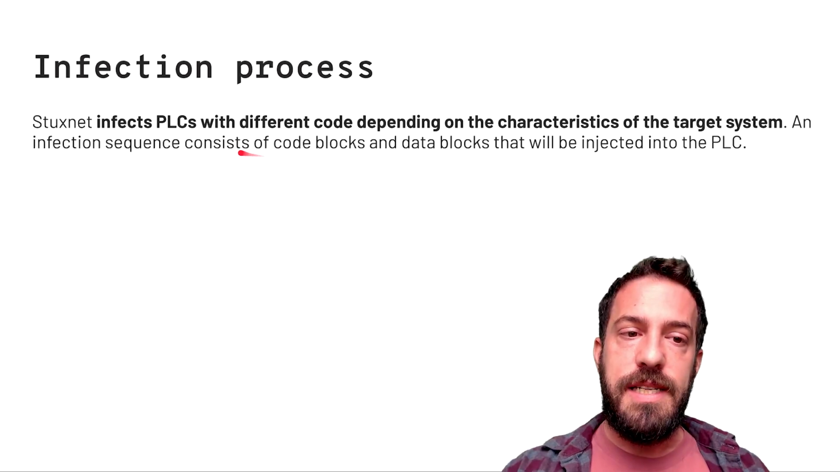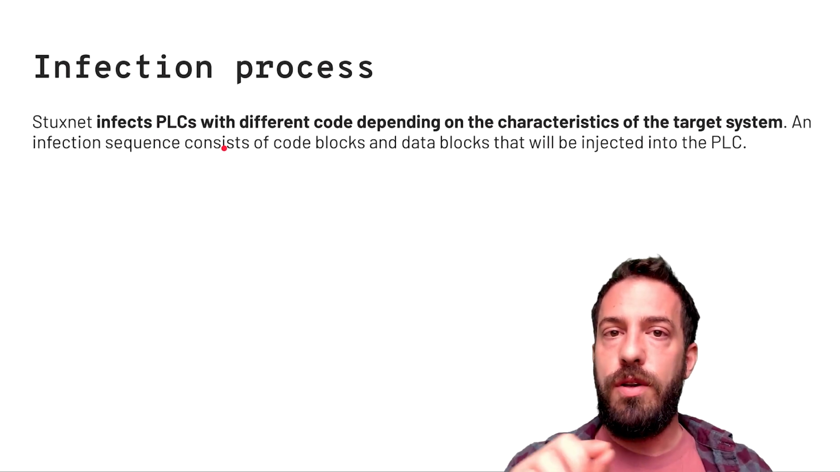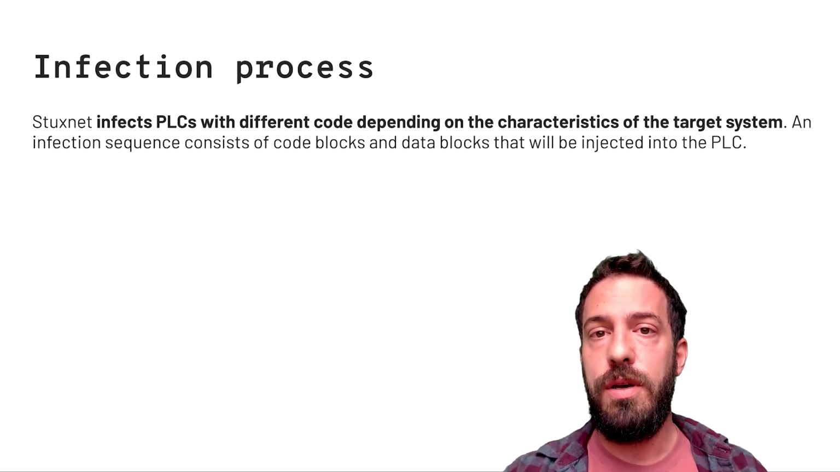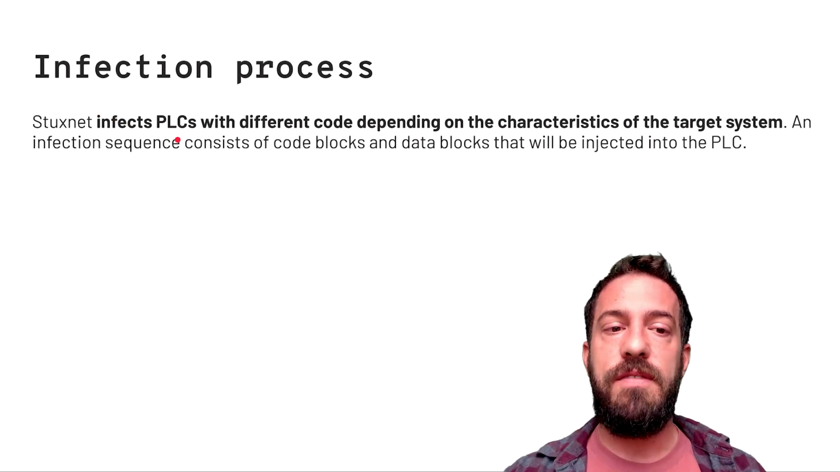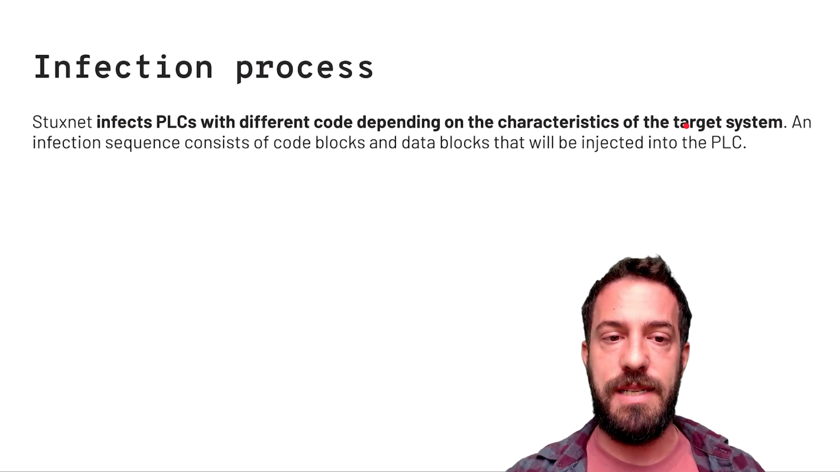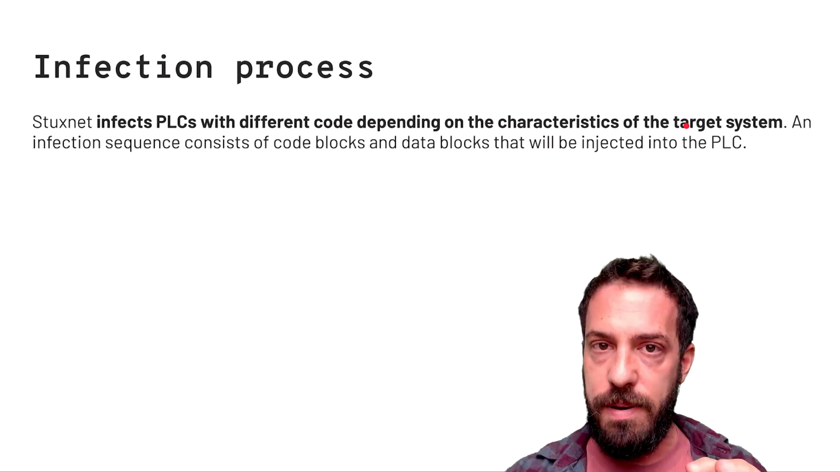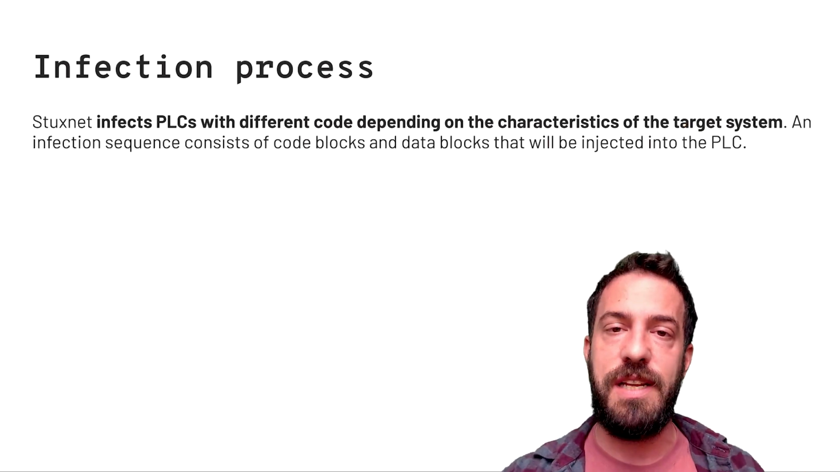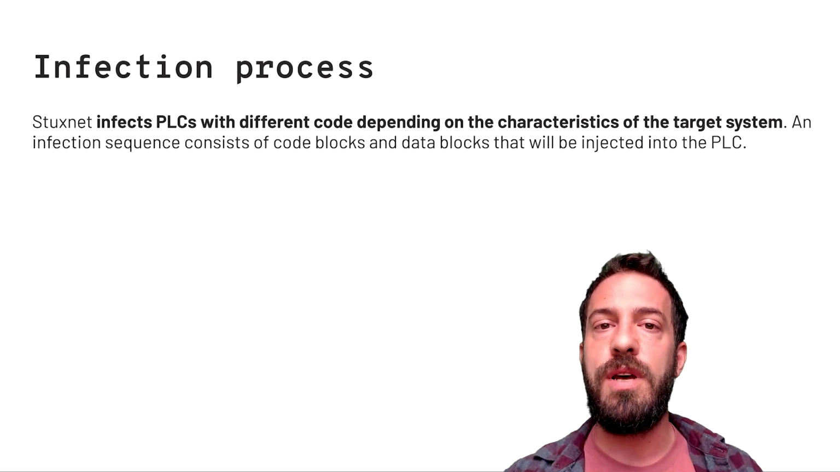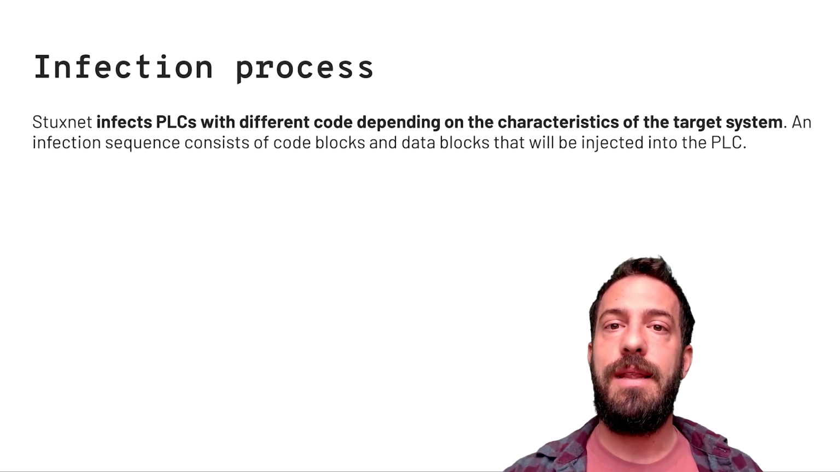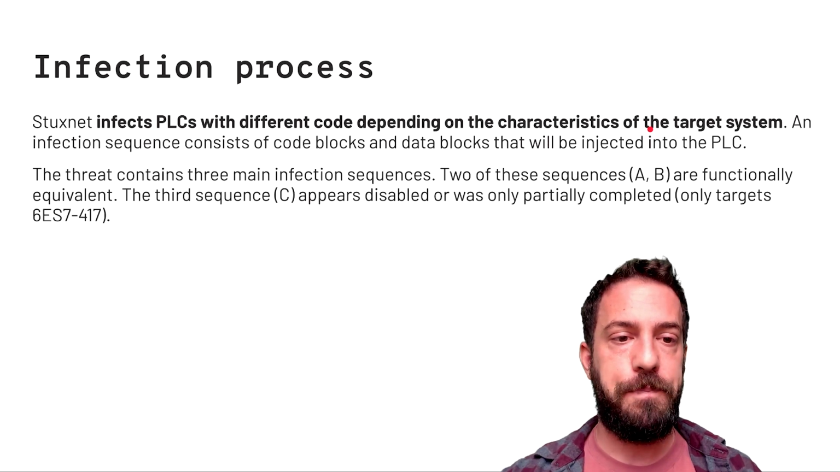The infection process. So Stuxnet would infect the PLC whenever you have this function call that would write a PLC block to the PLC. It would infect the PLC with different code depending on the characteristics of the target system. So it would look for the type of the centrifuges and also the number of the centrifuges connected to the communication modules before it decided to infect and how to infect that PLC.